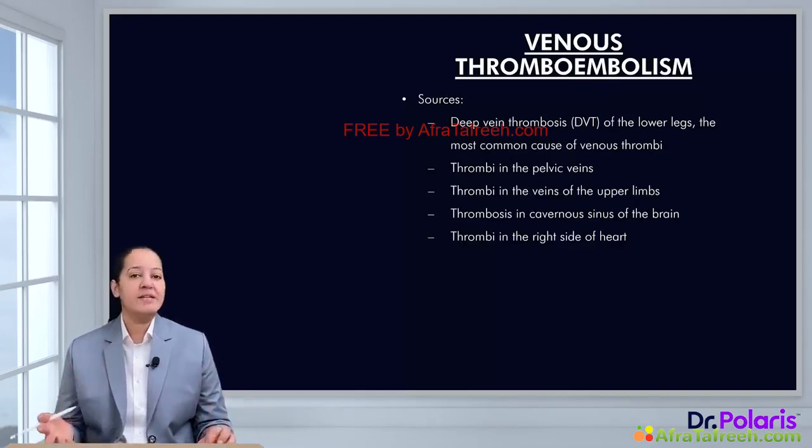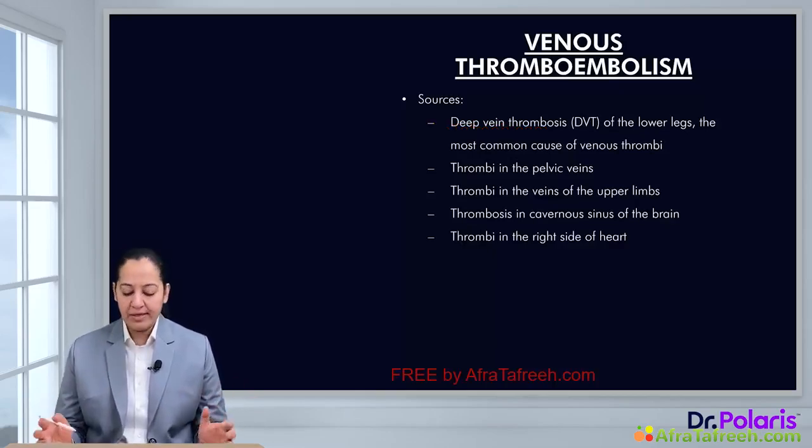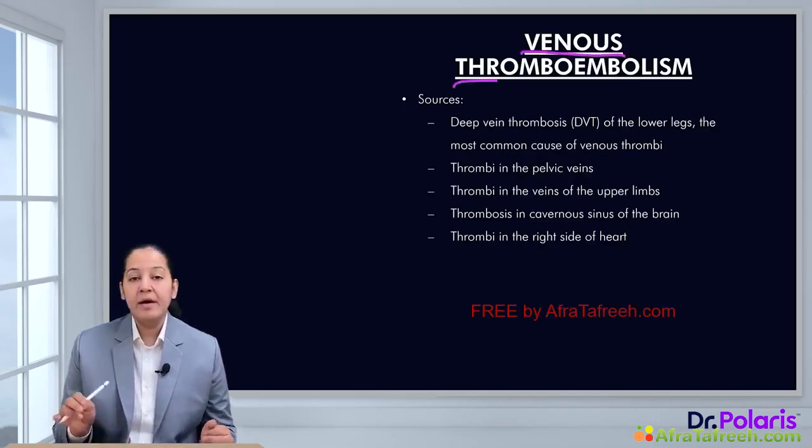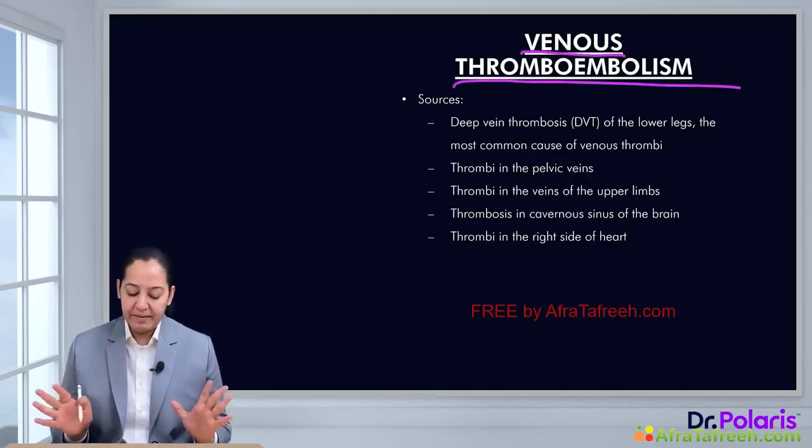Coming to venous thromboembolism. What about the embolus which is present in a vein? How will it present? So before presentation, tell me the sources of venous thromboembolism. Tell me the names of the veins from which it basically arises.